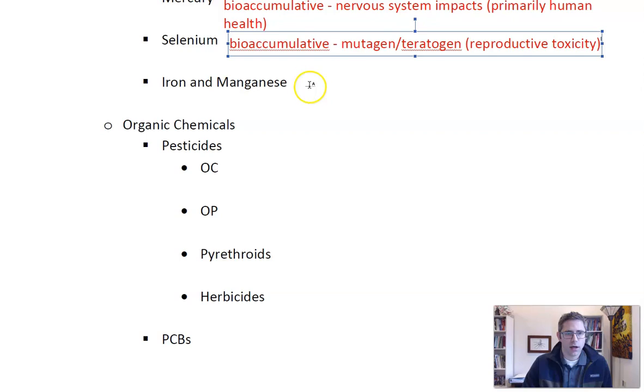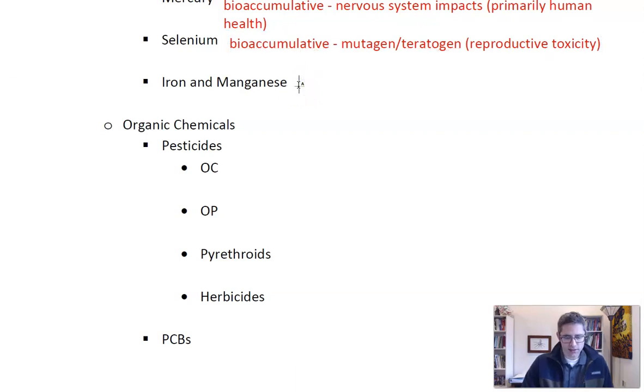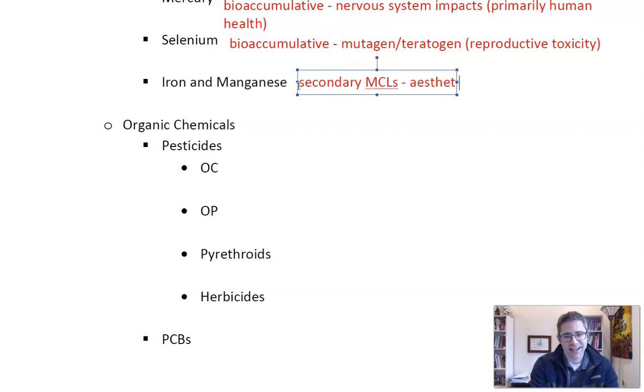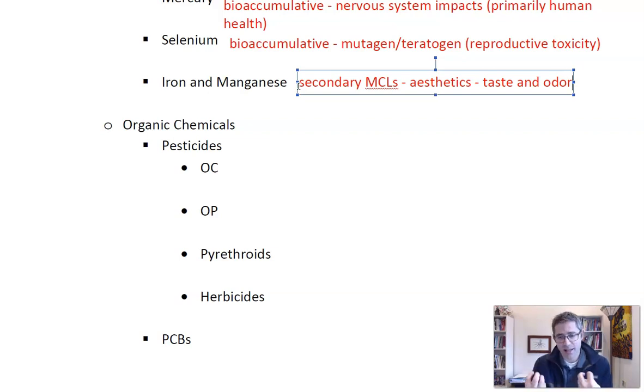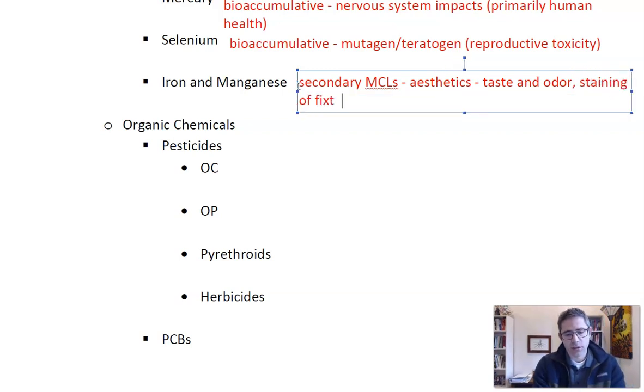Okay, iron and manganese. These guys, again, have secondary MCLs. So these are problems for aesthetics. They affect things like taste and odor. So you may have drank water before that tastes metallic. It's probably iron. But also a big one is staining of fixtures. So iron's going to stain fixtures a brownish red. Manganese stains fixtures a blackish color.